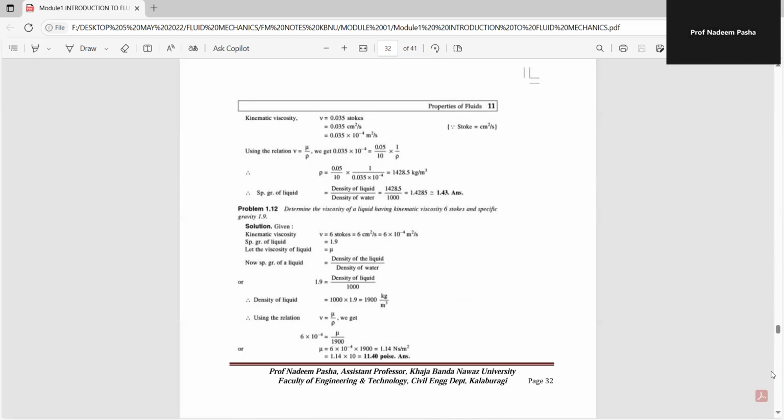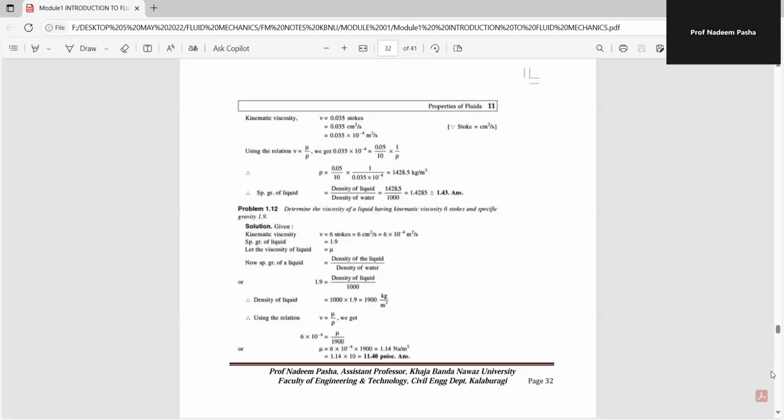Now we have the relation V is equal to mu by rho. So V, that is kinematic viscosity, is 0.035 into 10 raised to minus 4, equal to mu, which is also given to you, 0.05 divided by 10, into 1 by rho. So your rho comes out to be 1428.5 kg per meter cube. So this is a very interesting type of problem in which both types of viscosity are given to you, with the help of which you are calculating the density and finally the specific gravity of the liquid. So the density of the liquid comes out to be 1428.5 kg per meter cube.